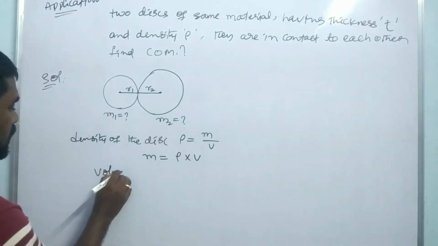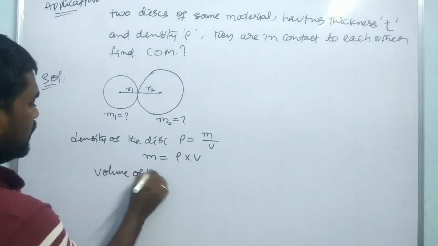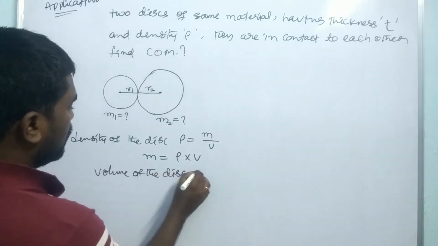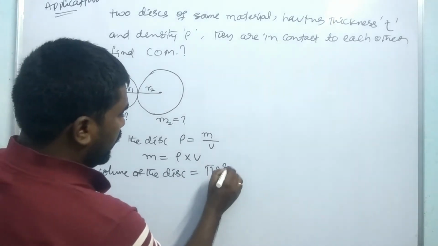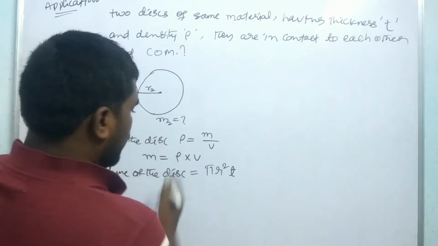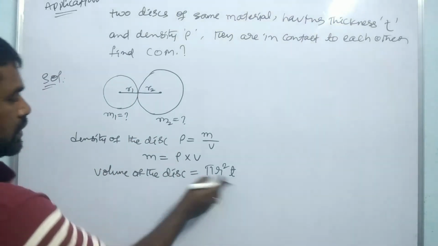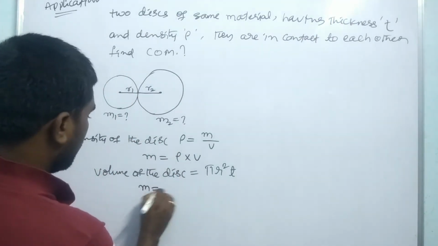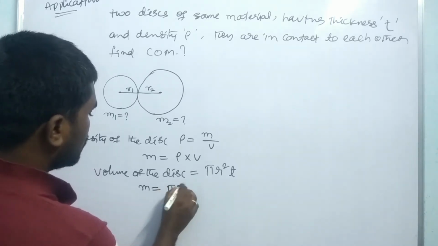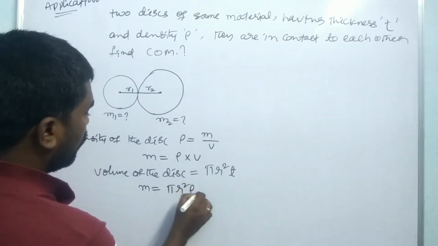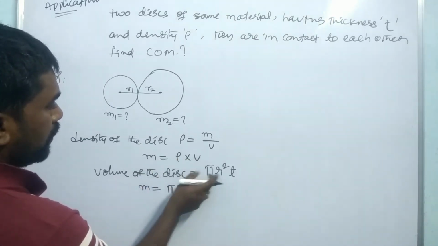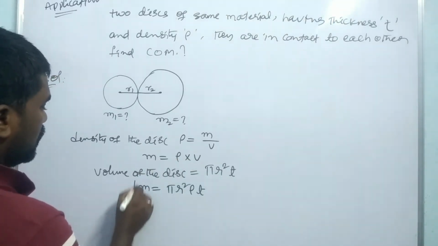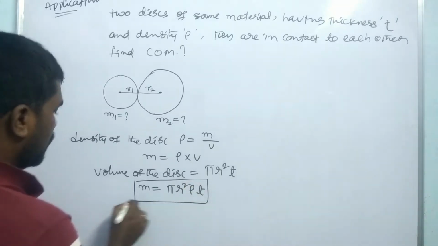What is the volume of the disc? Pi r square t. Here t is for thickness. Therefore mass is equal to pi r square rho t, that is rho into V, where V is pi r square t. This is the mass. Now we have to find the mass m1.